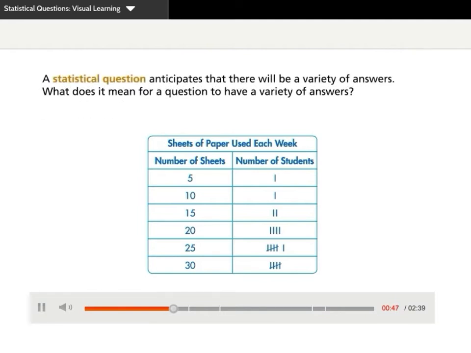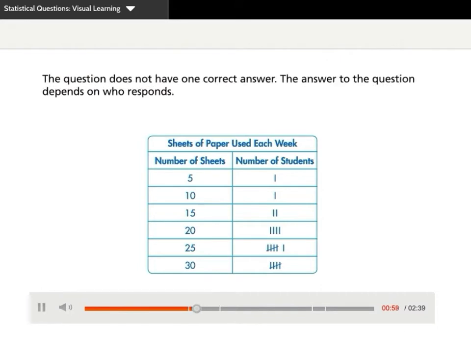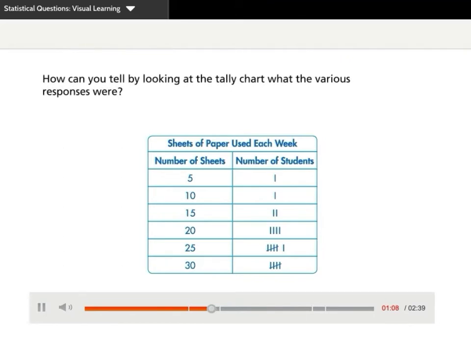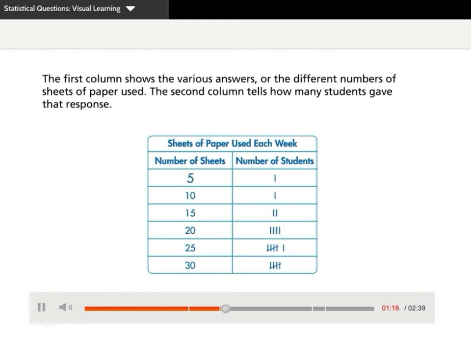A statistical question anticipates that there will be a variety of answers. What does it mean for a question to have a variety of answers? The question does not have one correct answer. The answer to the question depends on who responds. How can you tell by looking at the tally chart what the various responses were? The first column shows the various answers, or the different numbers of sheets of paper used. The second column tells how many students gave that response.